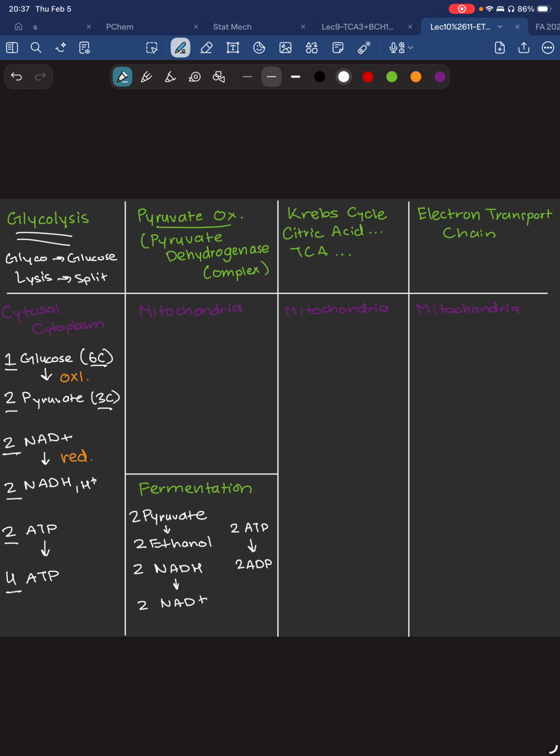Now let's run the math really quickly. We've created 2 ethanol from 2 pyruvate. So this is where we got our 2 pyruvate, at the end of glycolysis. We go into fermentation with our 2 pyruvate and our 2 NADH, and we create 2 NAD+, which is ready to be used in glycolysis right there. There's that connection right there.